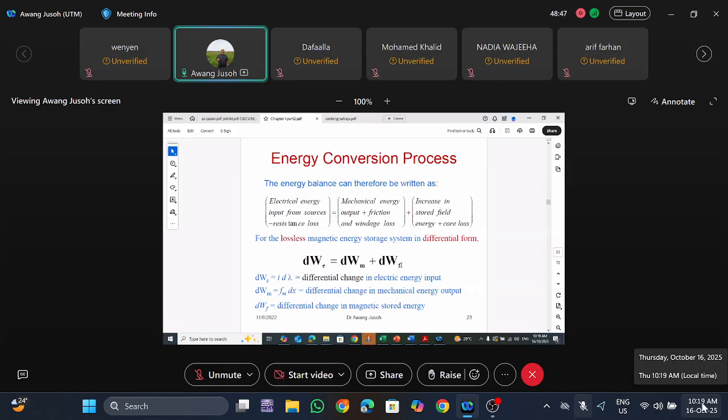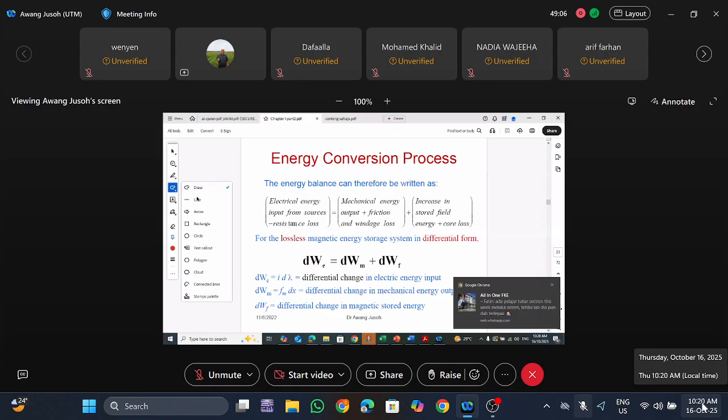Very straightforward. So what is dWe? This represents the differential change in electrical input energy, equal to i d lambda.